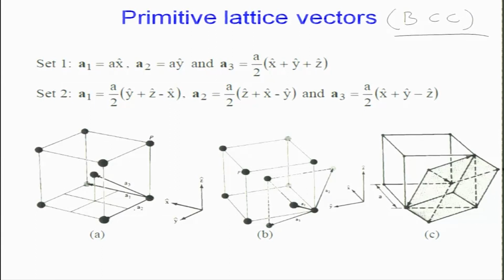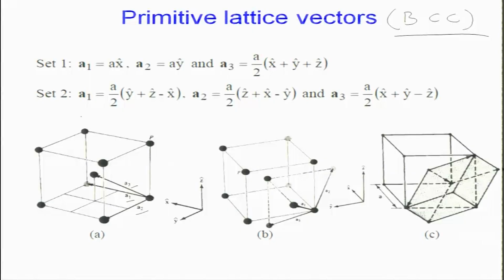Okay, so a1, a2, a3, this is set 1. You can have this set of lattice vectors and still construct a primitive lattice, or you can alternatively have another set of vectors which seems more convenient in BCC. What you choose depends upon the symmetry, but there are multiple possibilities.